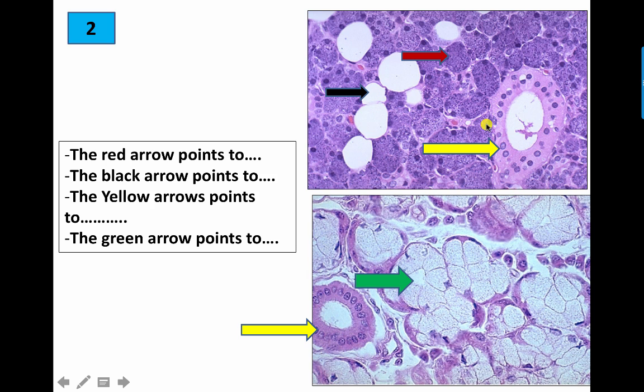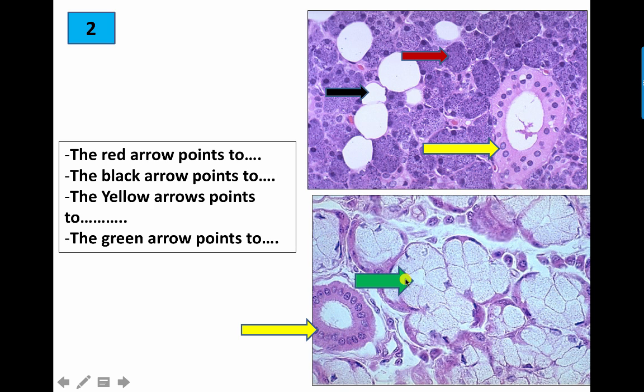And the yellow arrow points to the striated duct, which is characterized by being lined by cuboidal or low-columnar cells. We have here the rounded nuclei, but the height is very much enlarged compared to the typical cuboidal, so it is cuboidal, or sometimes you can say that it is pyramidal. Here we have the striated duct. The green arrow here, also we have here the striated duct.